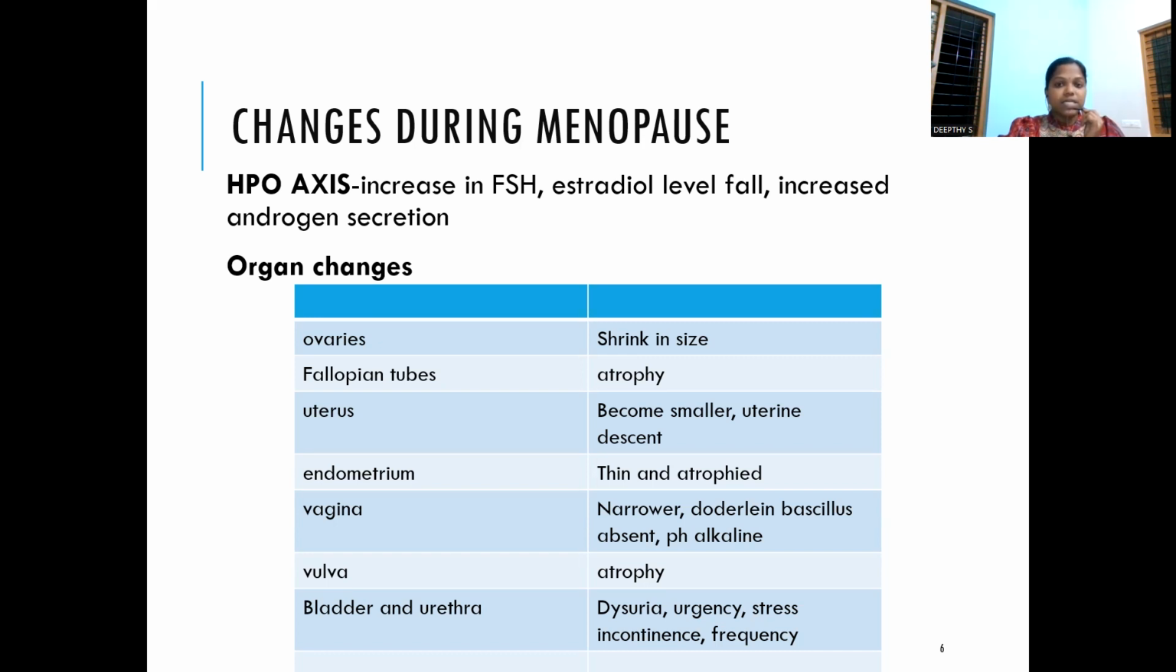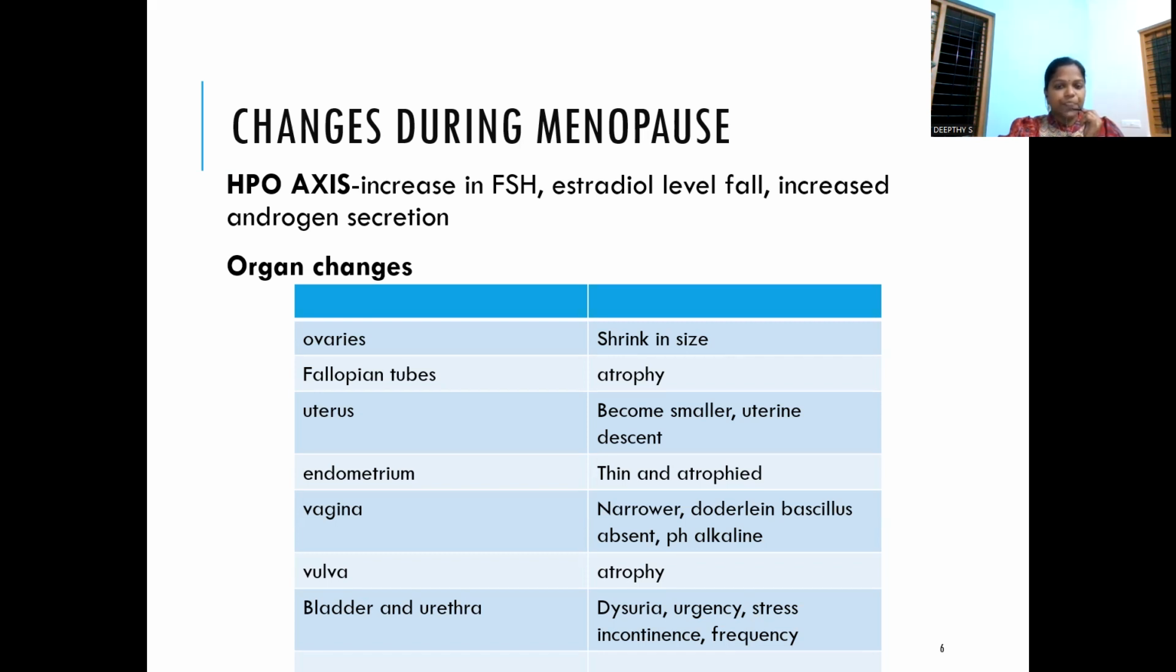There are estrogen receptors at the level of muscles of the pelvis. So when there is depletion of estrogen, there is loss of tone of the pelvic floor muscles, and as a result, the pelvic organs get prolapsed. Then coming to the endometrium, it becomes thin as there are no ovarian hormones for the proliferation of the endometrium. The endometrium becomes thin and finally gets atrophied at the age of menopause.